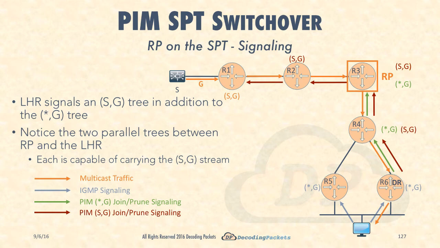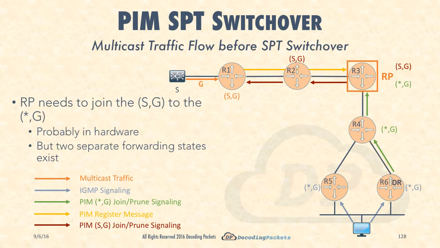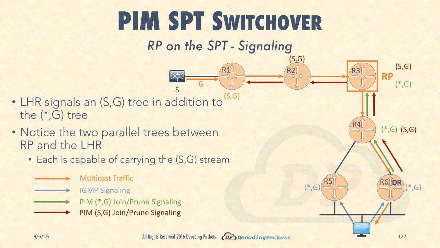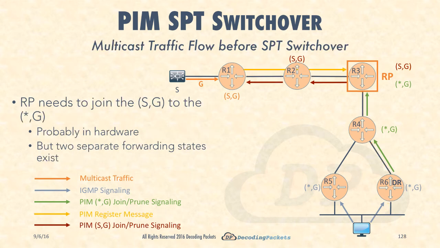Now, if you look at the multicast traffic flow that was taking place before the SPT switchover, so this is just signaling. Now we are going way back in time, where there was no SPT switchover, or this is maybe the first packet. So the registration is now complete. The source is sending that first packet. And again, we've looked at it before, but just to refresh your memories, this is what would happen.